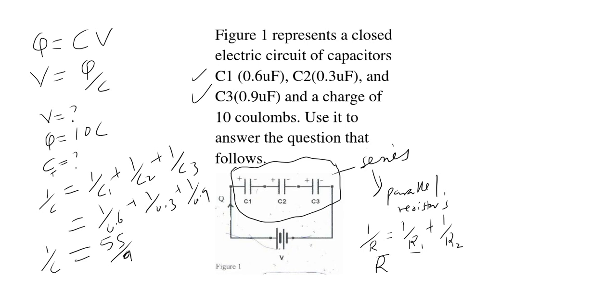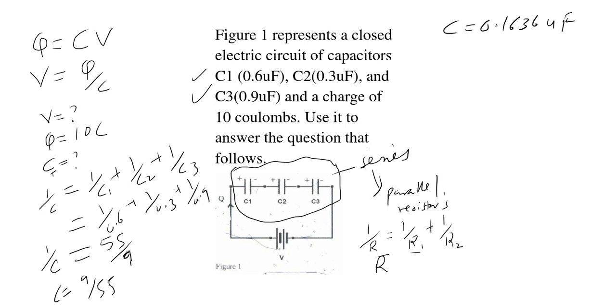And because we need C, not 1 over C, we take reciprocal of both sides. And when you take reciprocal of both sides, you will get C being given by 9 over 55. And when you divide 9 over 55, our C will be 0.1636. That is in 4 decimal places. And this is microfarads.